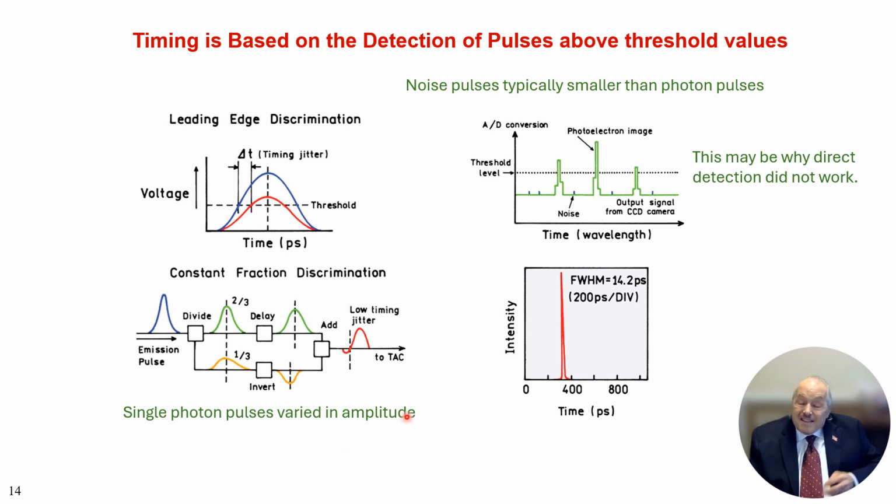And another thing, the instruments are very clever: even if the pulse height of a single photon varies, the electronics will measure the center of that pulse and will disregard its amplitude.